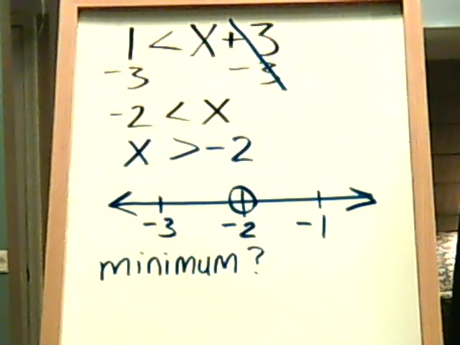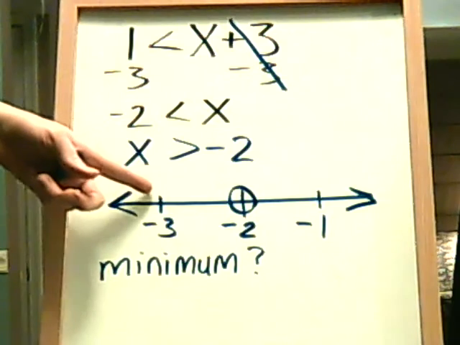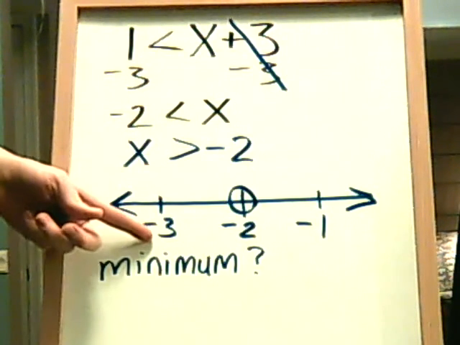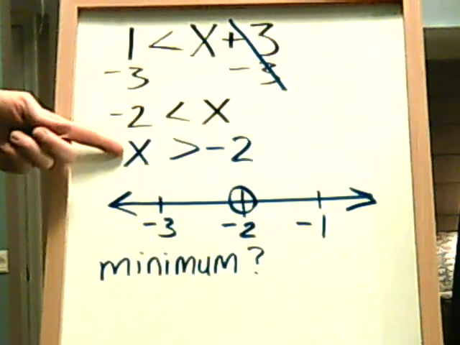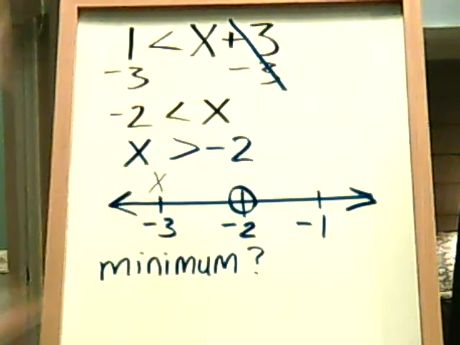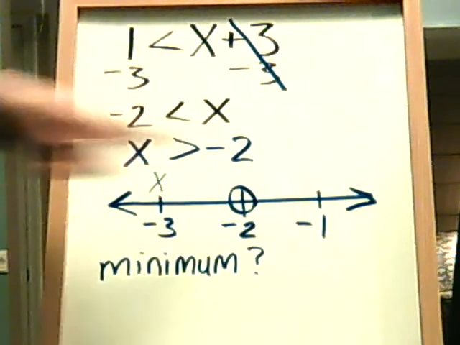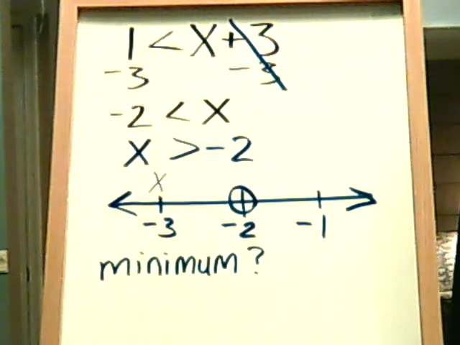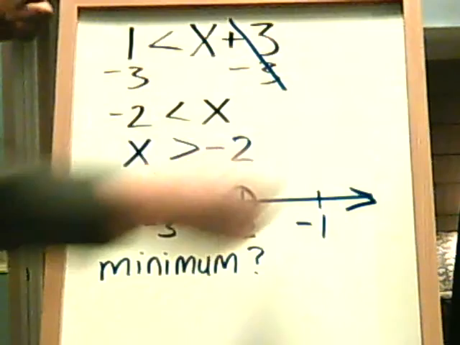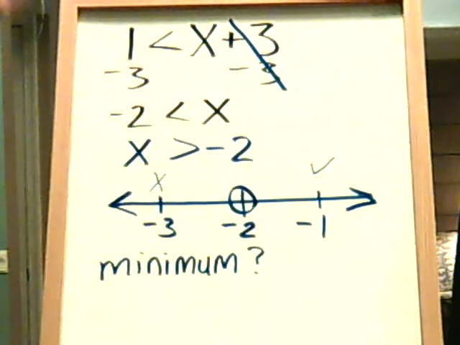However, you can also ask yourself the question, is negative 3 greater than negative 2? No, it is not. Some people think it is, so that's a problem. That's why you might want to use this method, but it's not. So I put an x here sometimes, saying no, you can't go that way. But is negative 1 greater than negative 2? Yes, it is, so I can put a check here.